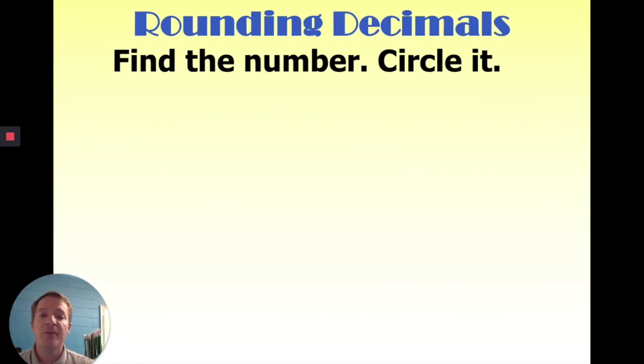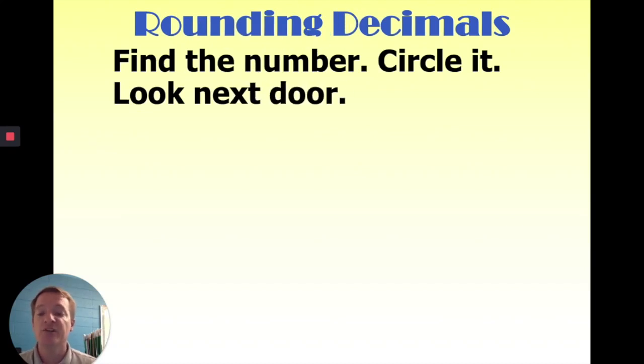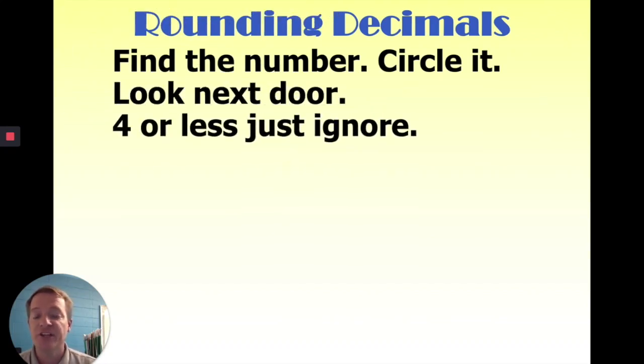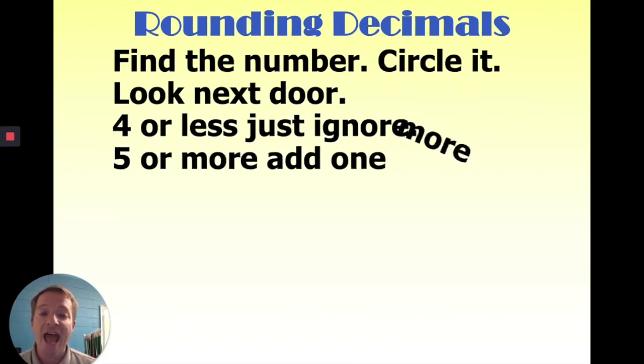So when you find your number, that means you're going to circle it. If they're asking you to round to ones, tens, tenths or hundredths, you're going to find that number and circle it. Then you're going to look next door, to the number on the right side, right next to it. If it's 4 or less, you're just going to ignore it. That means the number is going to stay the same and everything after that number is going to turn into a 0. If it's 5 or more, you're going to add 1 more to the place value that you're on. So if it's tens, I would add 1 more ten.